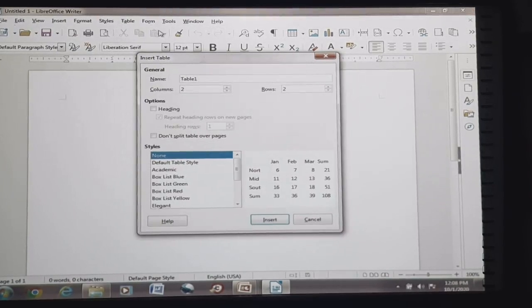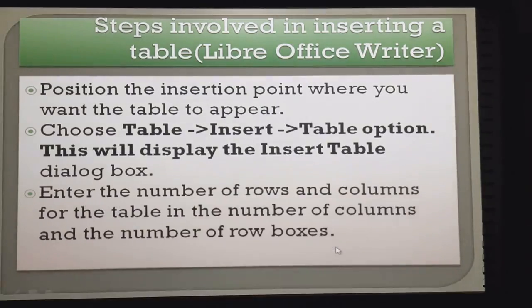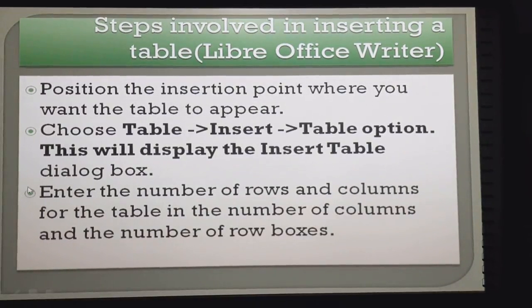One shortcut is there, that is Control F12. Whenever you press Control and F12 keys together, that will be the shortcut for inserting the Insert Table dialog box. So this is the Insert Table dialog box which appeared in front of us. See, this will display the Insert Table dialog box.